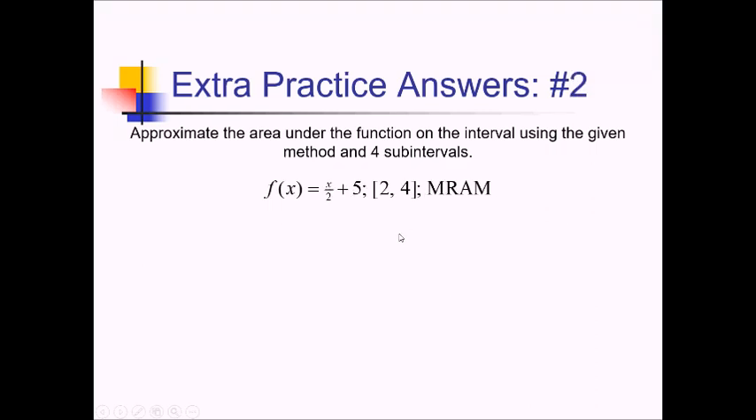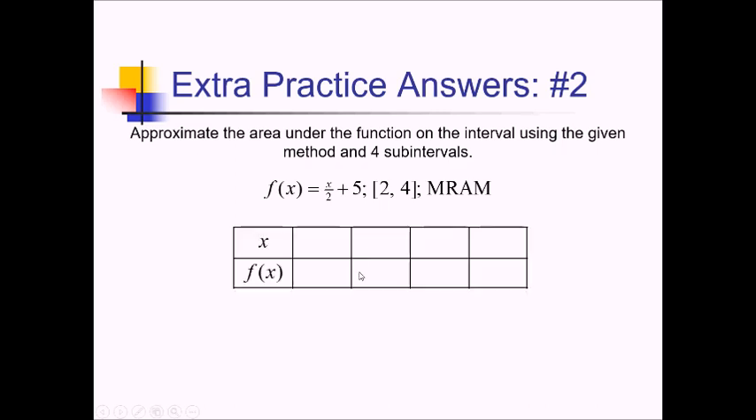On this problem, I want to approximate the area under this linear function over 4 subintervals using MRAM on the interval from 2 to 4. So let me start by setting up a table here, and I'm just going to come up with my midpoint x values for this. If I'm going from 2 to 4 over 4 subintervals, that means each of these subintervals must have a length of 0.5.